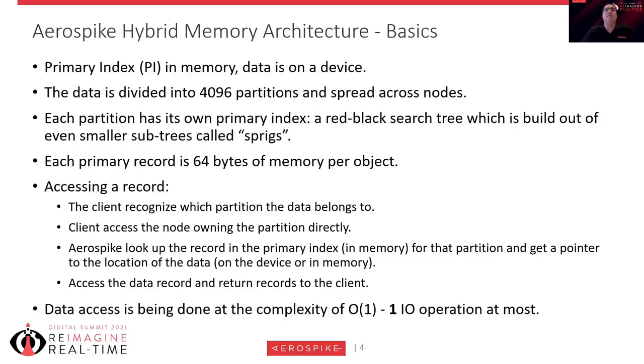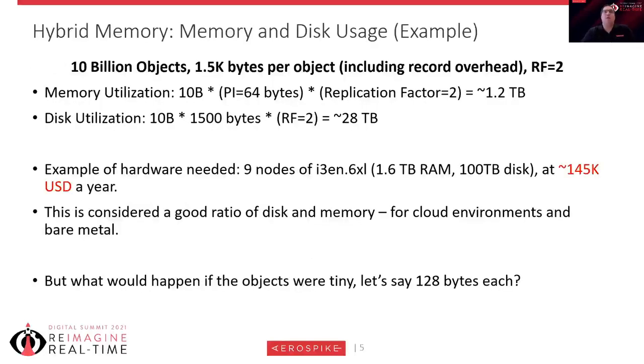And when we want to access those records, the client will know how to identify the place where the record belongs to. It will go to that partition directly, read the location of the data in memory, and then understand where it resides on disk or in memory, and then access it and return it to the client. That entire data process is being done in a complexity of big O of 1, or in other words, one I/O operation at most.